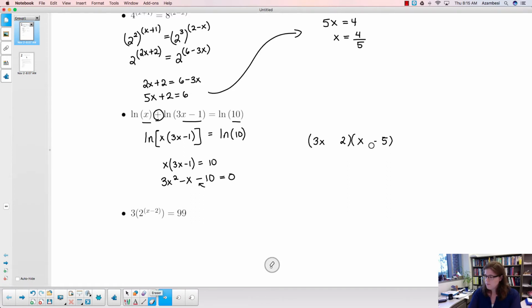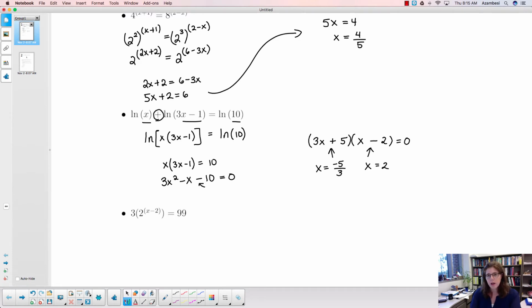Going through, if I were to instead take a look at this factor and multiply my 3x by 2, that gives me negative 6x. And if I were to put plus 5 here, I get plus 5x in the middle. So negative 6x plus 5x gives me the negative x that I need. Setting both of these factors equal to 0, this one gives me x is equal to 2. This one gives me x is equal to negative 5/3.